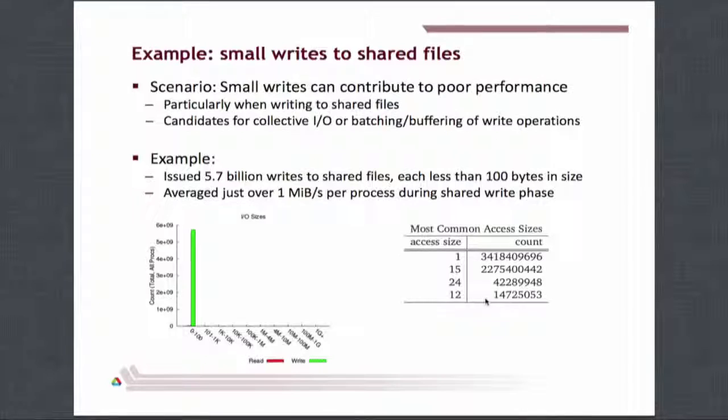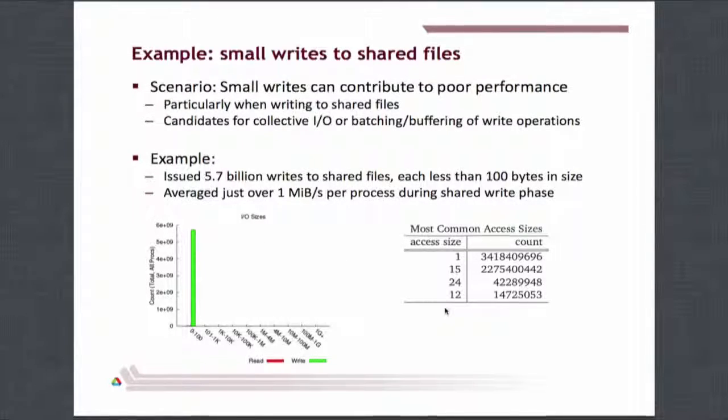In this example, this is one that's pretty easy to spot if you look at the graphs that you get in the job summary. This is the access size histogram, and the greens are writes. This wasn't that big of a job. I don't know if it says how large it was. I want to say it was just a few thousand processes, but if you look at how many writes they're doing, there's nearly 6 billion write operations, and they're all less than 100 bytes.